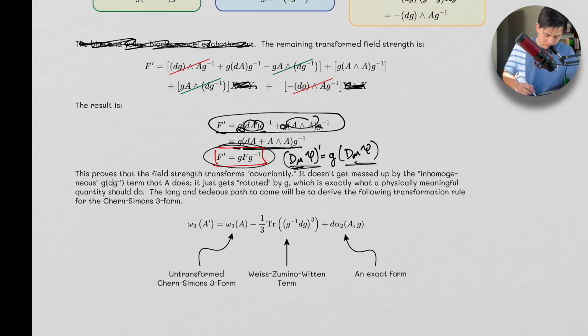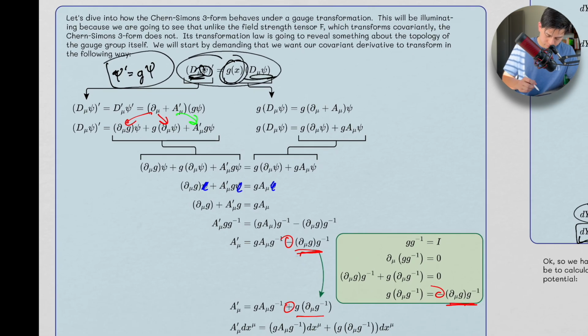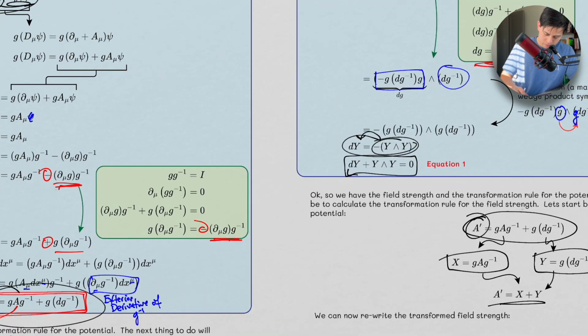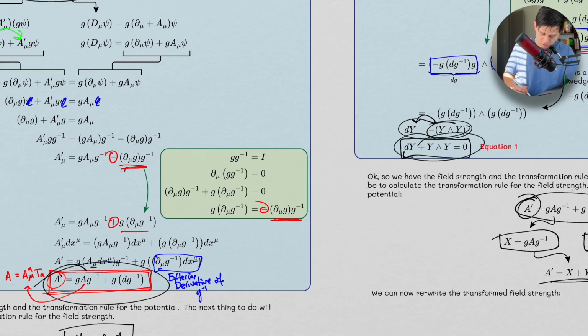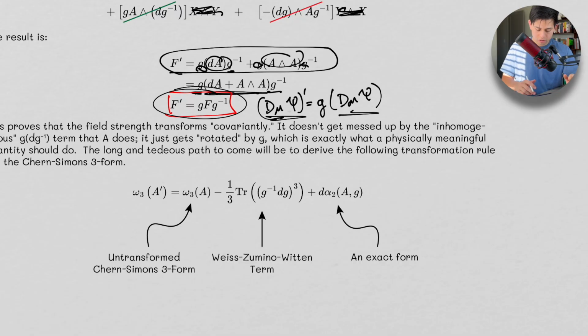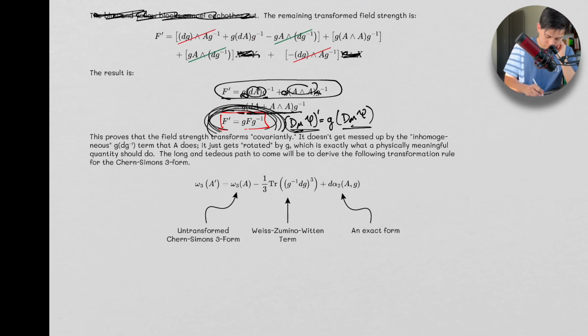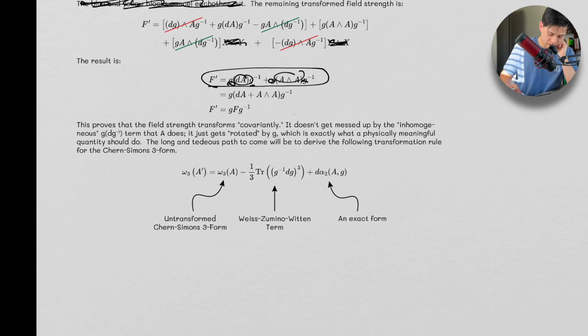Okay, and then we also had this equation here, but that was just a stepping stone to understanding how we get this right here. Let's erase some stuff. We're almost done. This proves that the field strength transforms covariantly. This is a covariant transformation of the field strength, and it doesn't get messed up by the inhomogeneous term here that we've introduced with y.